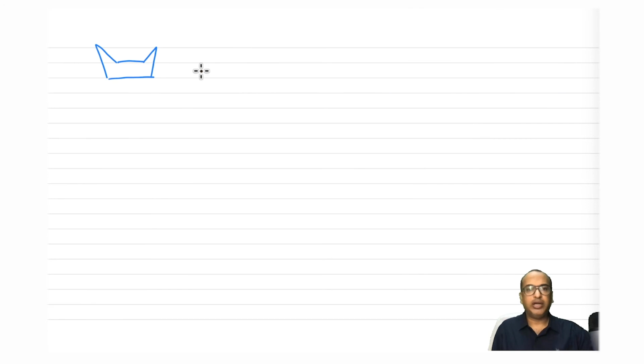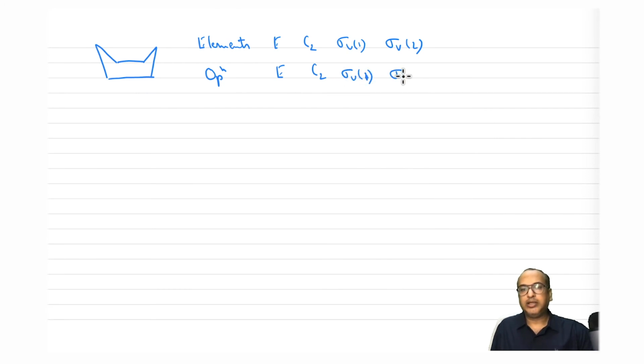If you have done this exercise, here also the elements are E, C2, sigma V1, sigma V2. I gave this as a home exercise to identify the symmetry elements and operations. This is very similar to water.